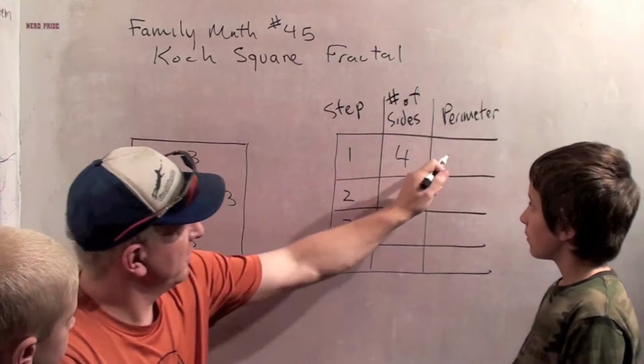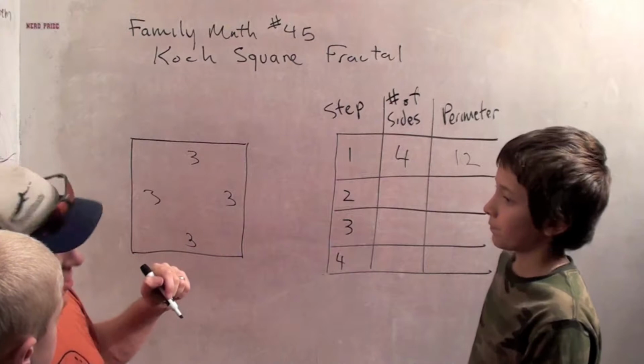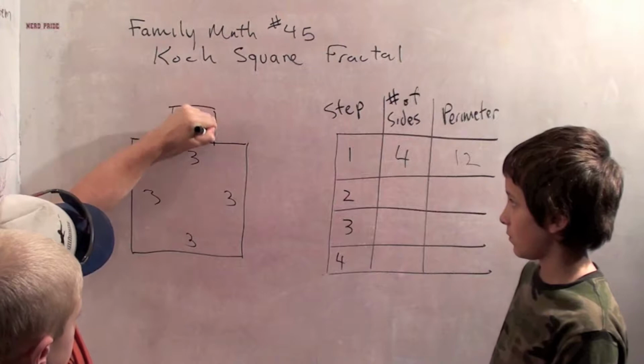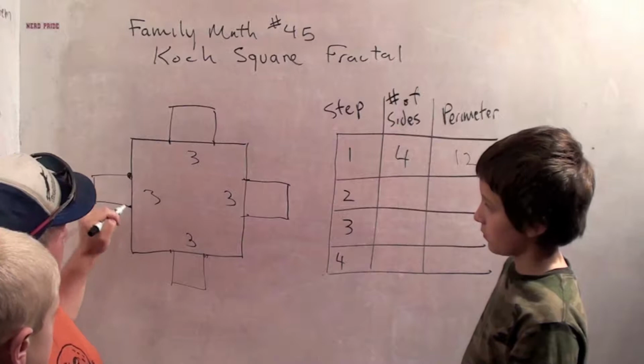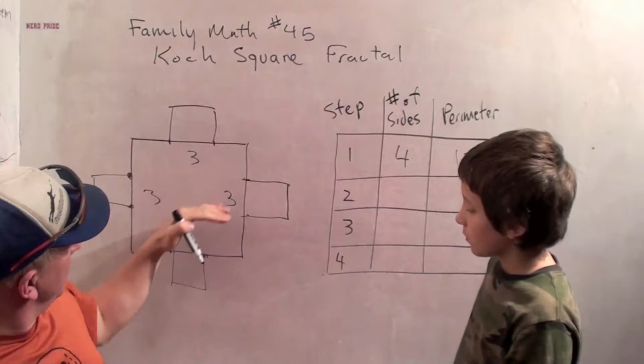Okay, here's what we're going to do. Every step, we're going to cut our sides into thirds and make a new square. So we chop into thirds and make a new square on top. Chop into thirds, make a new square on the side. Chop into thirds, make a new square on the side. Chop into thirds, make a new square on the side. Sorry if the side over here isn't in view totally because we don't have a lot of room.